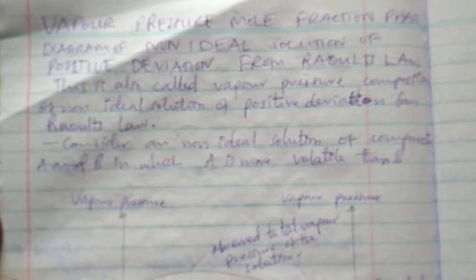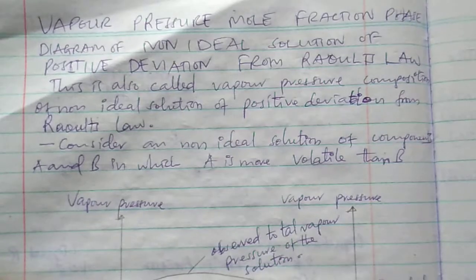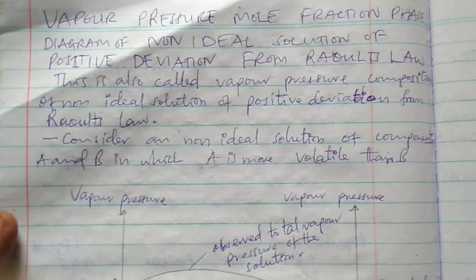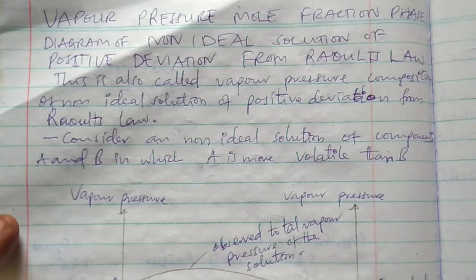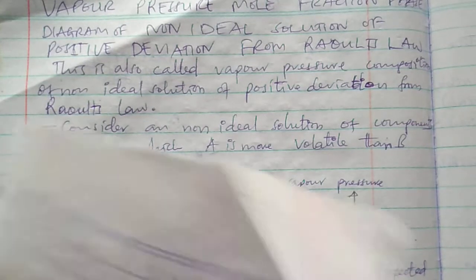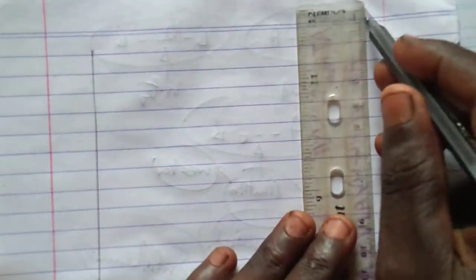Now let's move forward and start our discussion regarding the vapor pressure mole fraction phase diagram. So let's discuss the vapor pressure mole fraction phase diagram of the non-ideal solution of positive deviation from Raoult's law. Now remember we discussed the vapor pressure mole fraction phase diagram of the ideal solution, and let me just repeat to draw the diagram here very quick so that we can compare how the ideal and non-ideal solutions tend to appear in the vapor pressure mole fraction phase diagram.